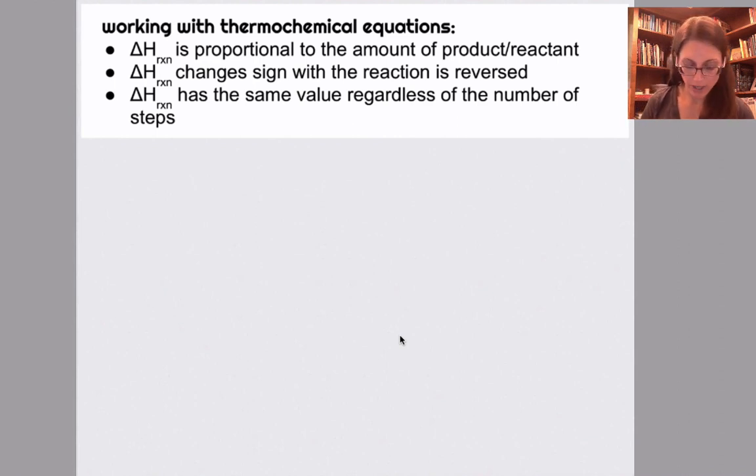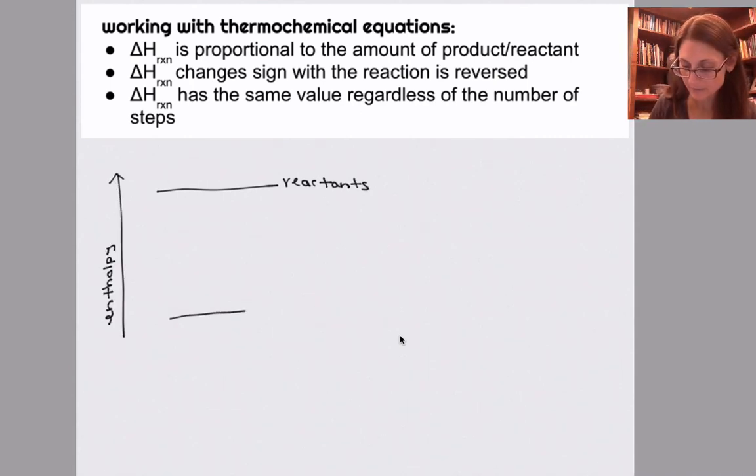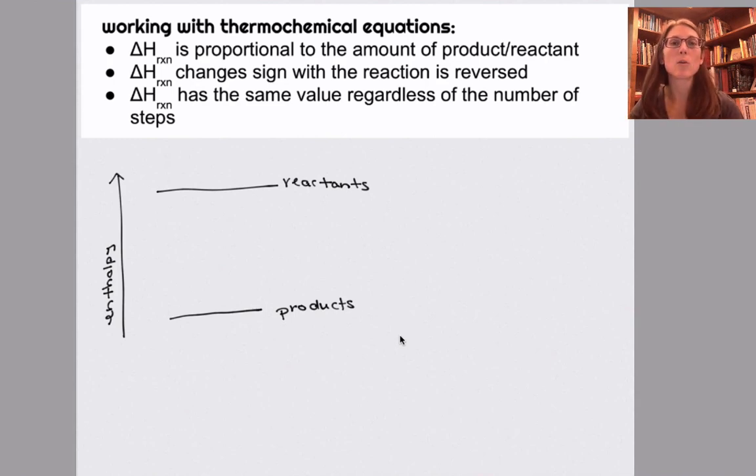So if we look at and talk about what this third guideline is telling us, and we look at it pictorially or graphically, let's say I have my reactants and they have a particular enthalpy. And I also have my products and they have a particular enthalpy. The difference in enthalpy between the reactants and products is going to always be the same because it depends on the chemical nature of the reactants and products, the bonds, the state. It depends on what's going on in those compounds.